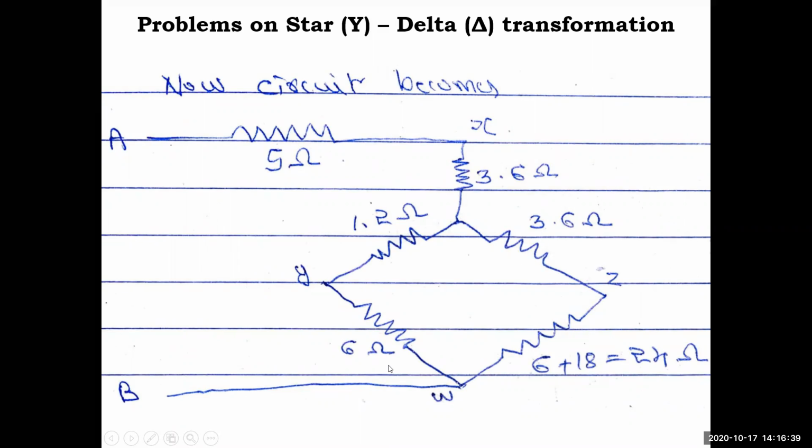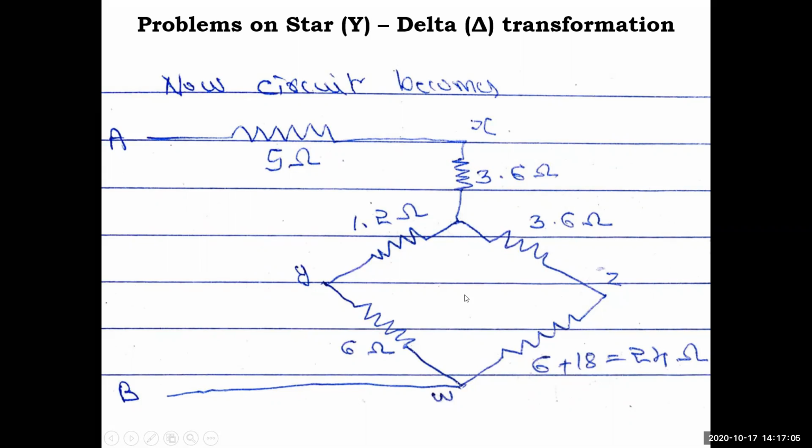So what is remaining there? The 6 ohm was there, so it will be here between Y and W. Look at the diagram. Between Z and W you had two resistances. In the first step we have not done that; they are in series, so they are added: 6 plus 12 is 18, plus 6 is 24 ohm. Now between A and B we need to simplify.